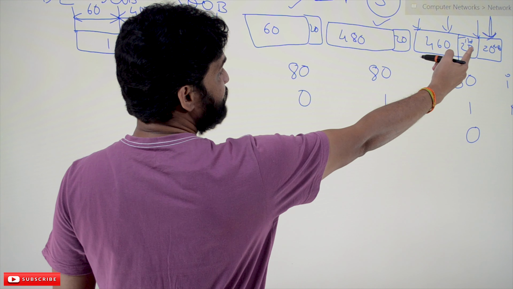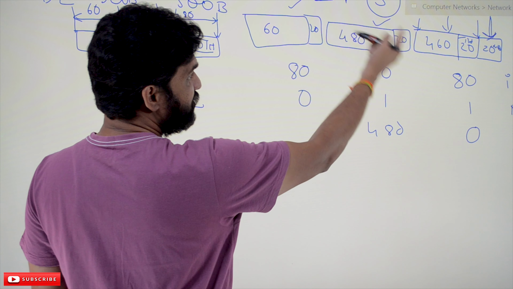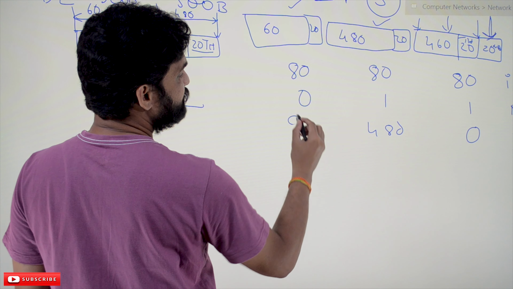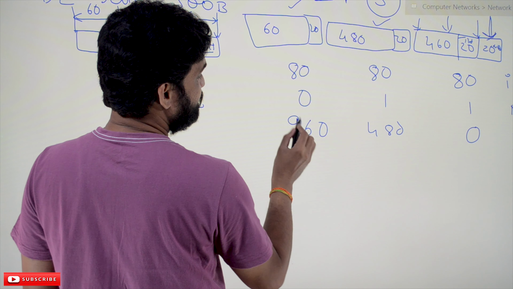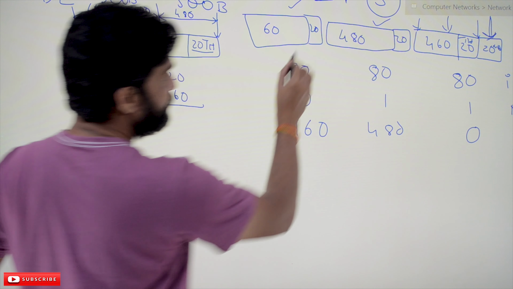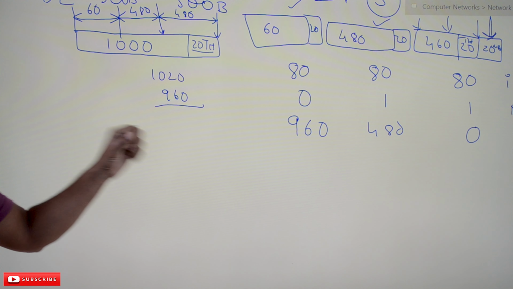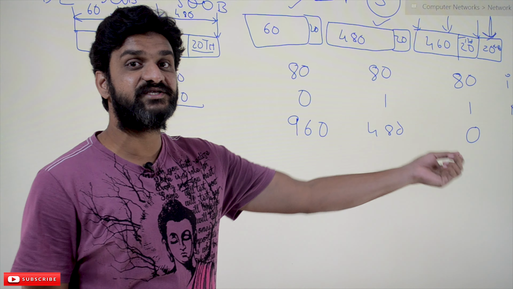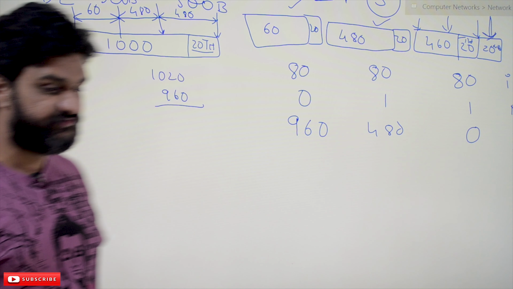So the number of data bits ahead of this fragment is 480, and if you take this one, the number of data bits ahead of this fragment is 480 plus 480, which is 960. This is the fragment offset that is allocated within this network header. Why the fragment offset has been taken in this way, we will try to understand slowly in the other part of this video.